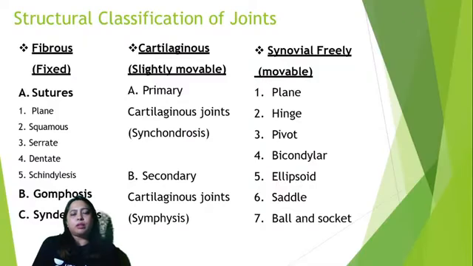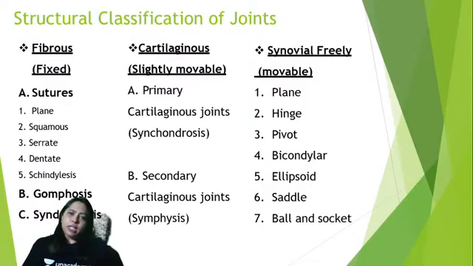Now, you know that there are some joints in our cranial bones which are supposed to be held in place and not be movable at all. So such joints are called fixed joints or fibrous joints. Now we have example as the sutures. The first category is sutures.